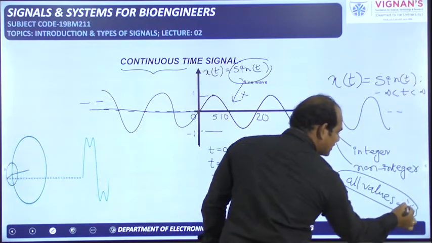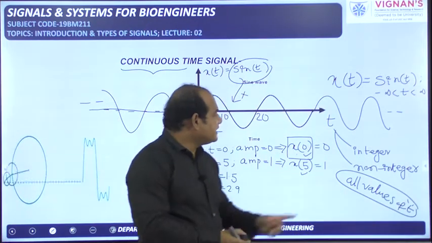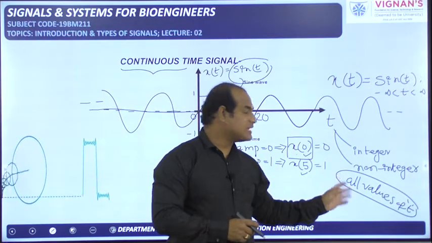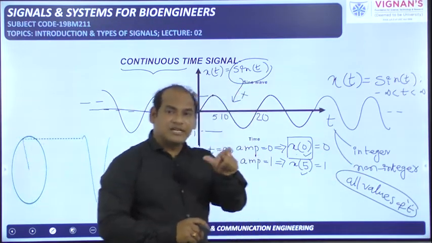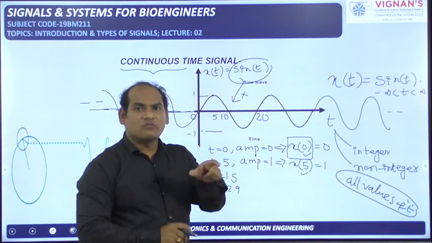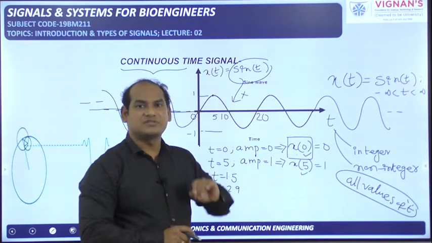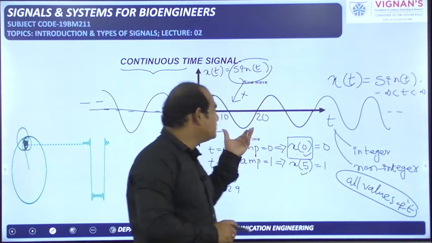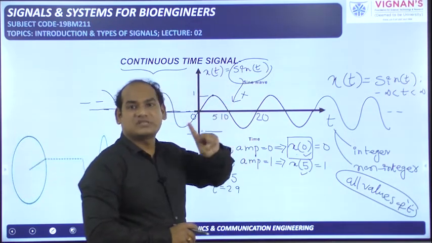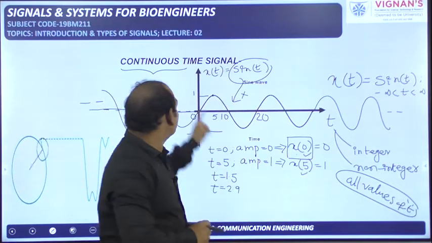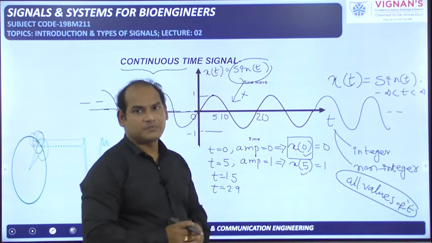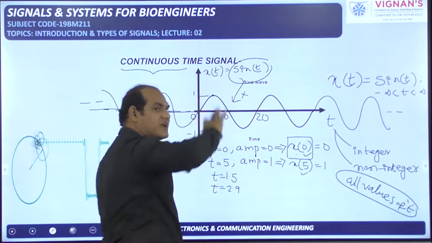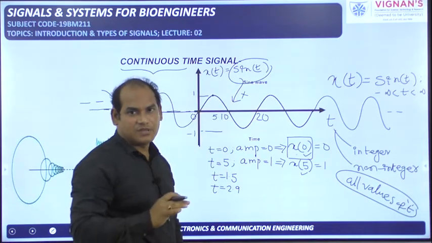All values of t means the t can be an integer value, integer means 0, 1, 2, 3, 4, 5, minus 1, minus 2, minus 3 like that, and non-integers, that means in between 0 and 1, in between 1 and 2, for all the decimal values also, it will be defined. The amplitude of the signal should be defined for all values of t. This is a simple definition I can give for the continuous time signal. Okay, it is a signal where the amplitude is defined for all values of t.